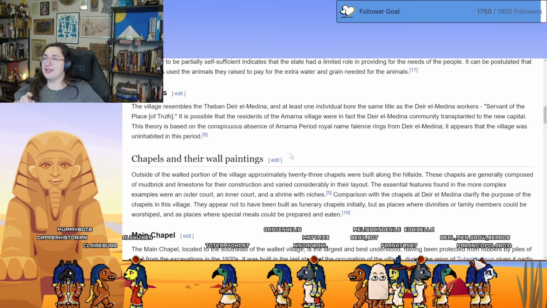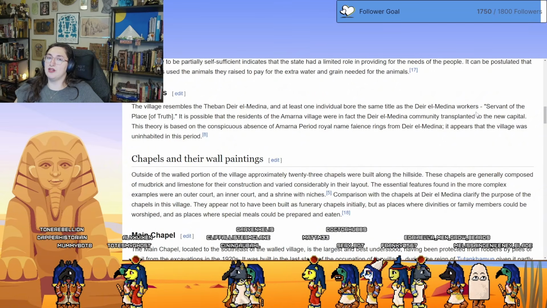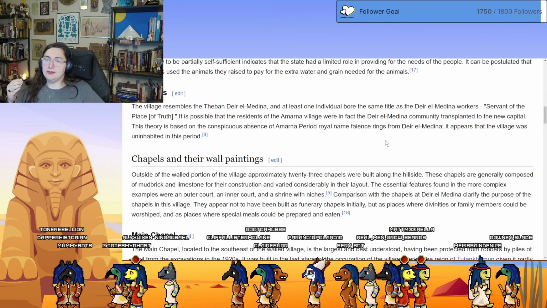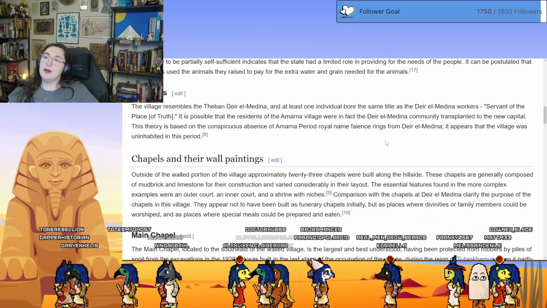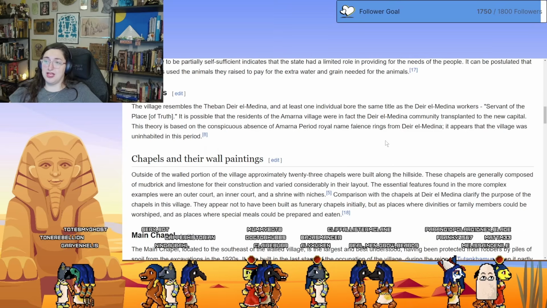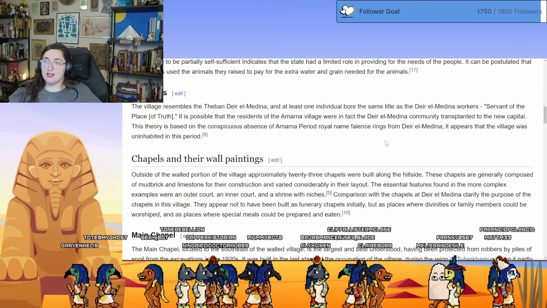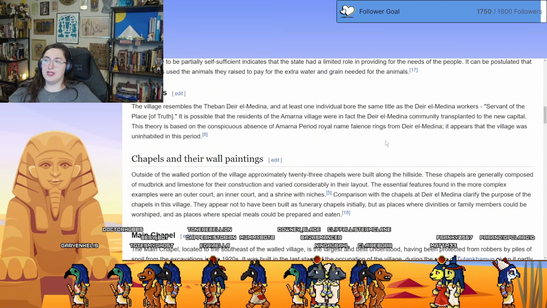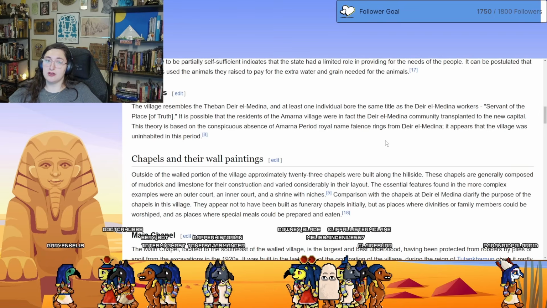And it says that at least one individual bore the same title as Deir al-Medina workers, which is the servants of the Palace of Truth. So what it's saying is, it's possible that the residents of the Amarna village were in fact the Deir al-Medina community transplanted to the new capital. This theory is based on the conspicuous absence of Amarna period royal name faience rings from Deir al-Medina. It appears that the village was uninhabited during this period.